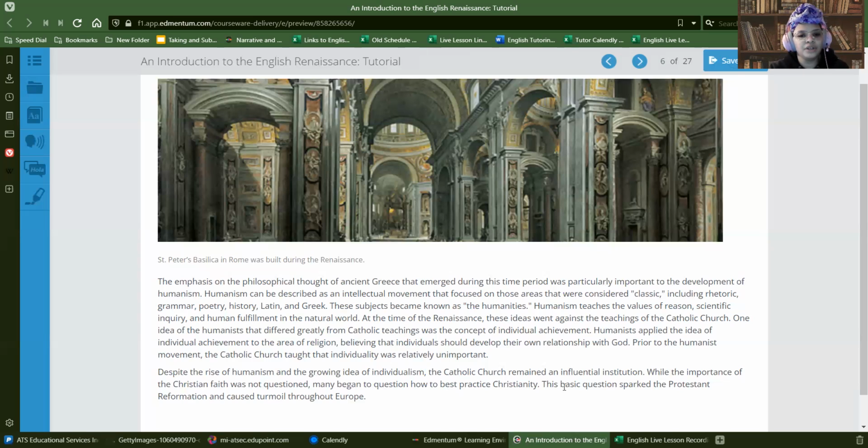It says here, this basic question sparked the Protestant Reformation and caused turmoil throughout Europe. Because once people realized, oh man, there are ways to practice Christianity that don't involve the church, which was considered to be pretty corrupt at this time. Once they realized they didn't have to go through the church or deal with them or feel like they were being taken advantage of by them, different groups broke off from the Catholic Church to do their own thing.